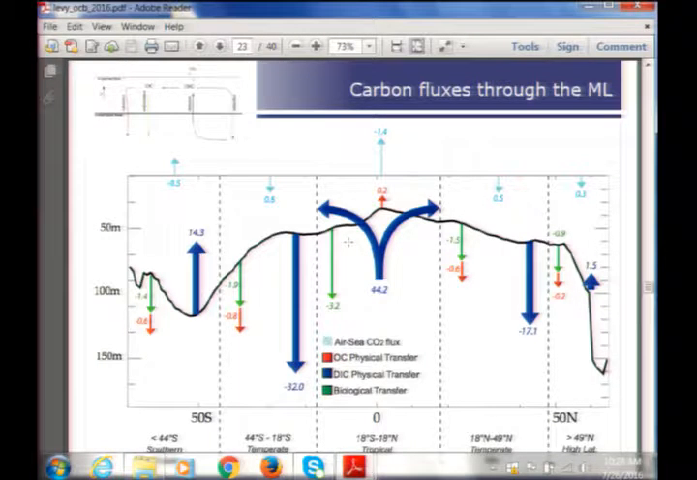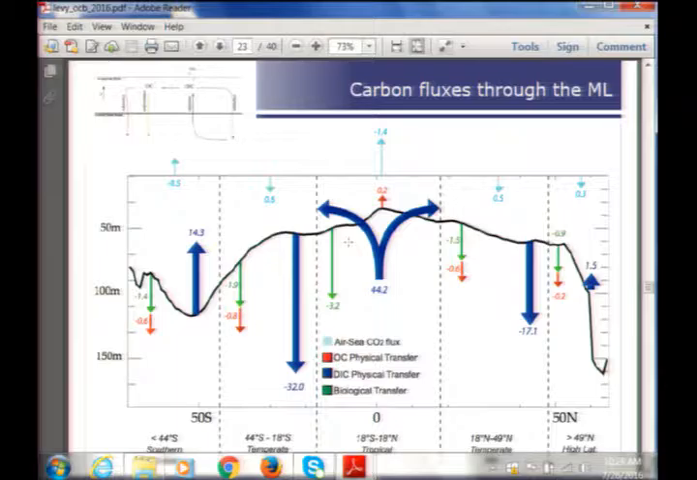To simplify the image, we've averaged over latitudinal bands, and I'm showing again this plot that Scott Doney has kindly shown yesterday in his presentation to highlight that the physical transfer of DIC in all regions is directed in the same direction as the CO2 flux, but it's much, much larger in amplitude. So here the CO2 is penetrating to the surface, and then there's a strong downwelling of DIC, and this is true everywhere.